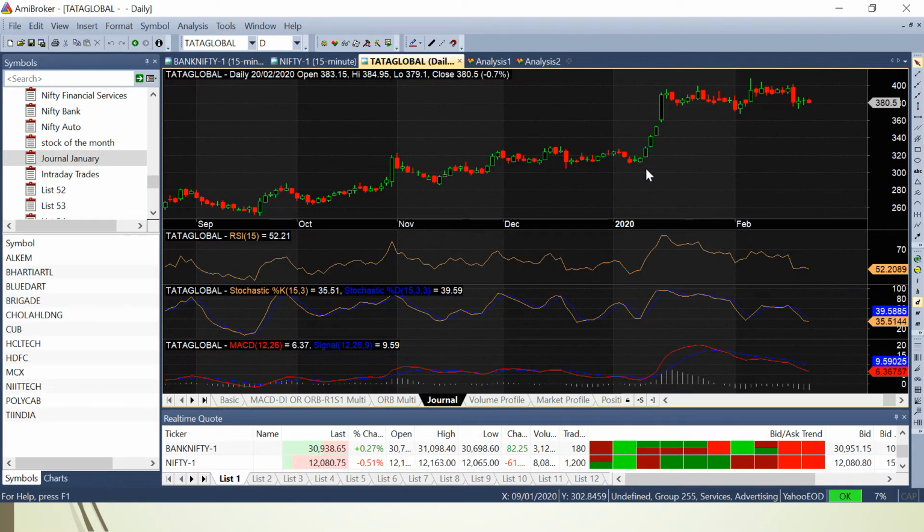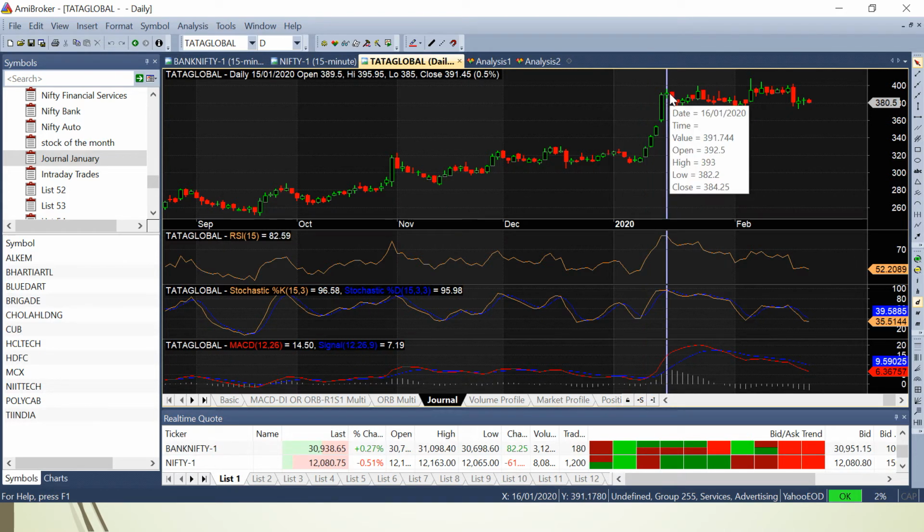So let's say you have bought somewhere here on 9th January, you got the entry signal, right? Now after that you saw this first peak on 15th January. On 15th January you are sitting on a good amount of profit. I think some 10-12% profit it could be.